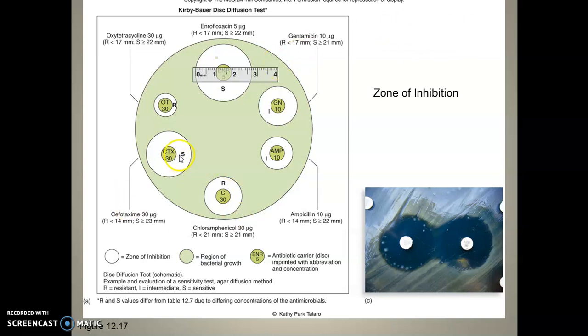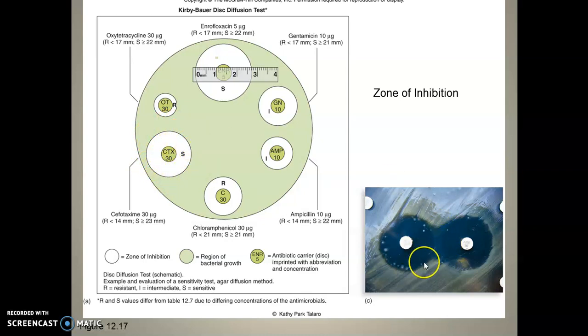And the further you get away from the disc, the more diluted that drug becomes, right? Until you get to the point where the drug is diluted so much that it no longer inhibits the growth of the bacteria. So you have this line right here, and we create this circular growth pattern, and it's called the zone of inhibition.